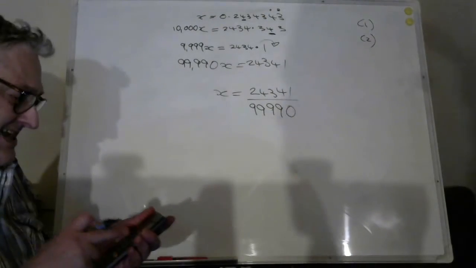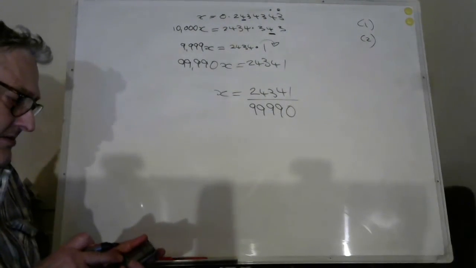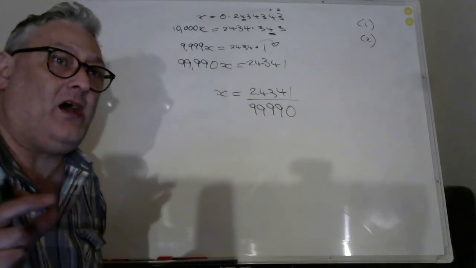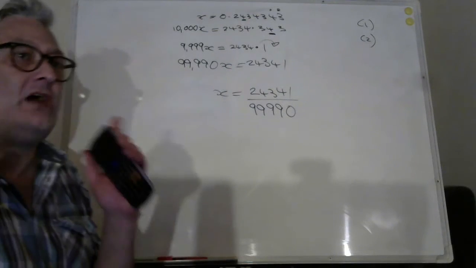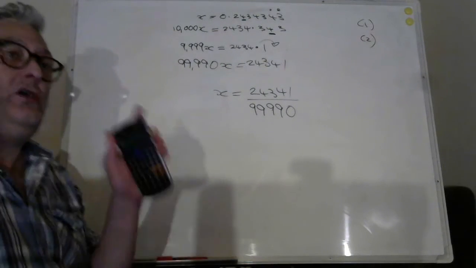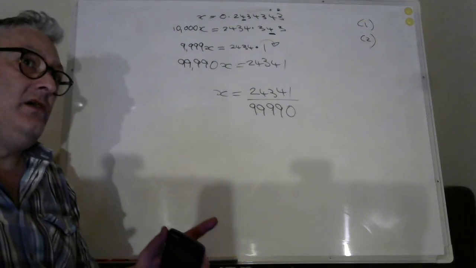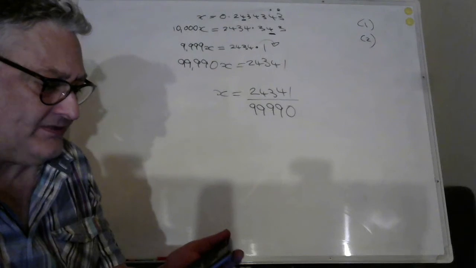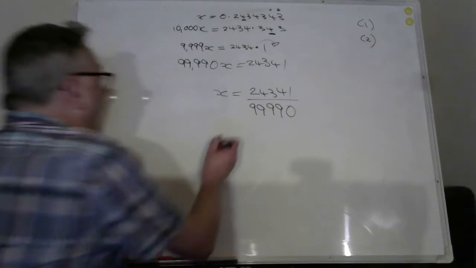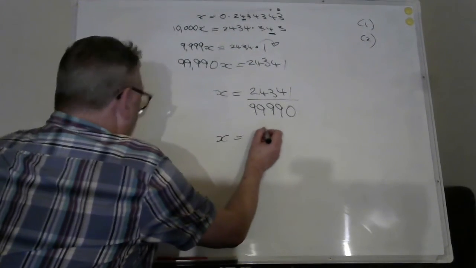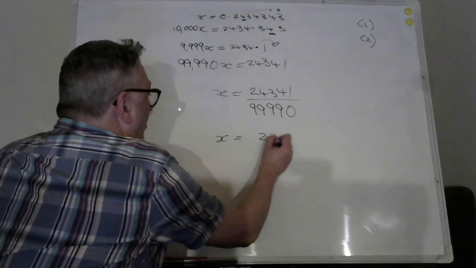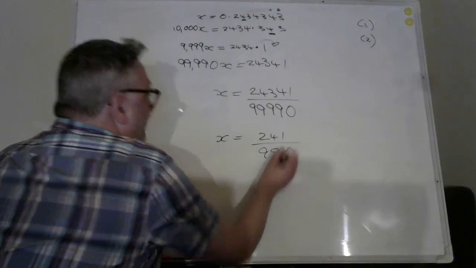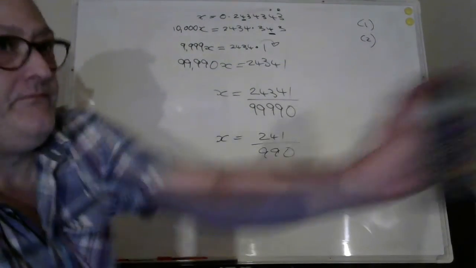Chris saves the day. Right, let's try it again. I do make these mistakes. I keep on telling anyone who watches these videos, I make the most abysmal mistakes, usually with minus signs, but often with things like that as well. So if we now work it out, that cancels down to 241 over 990. Does it? Yeah.